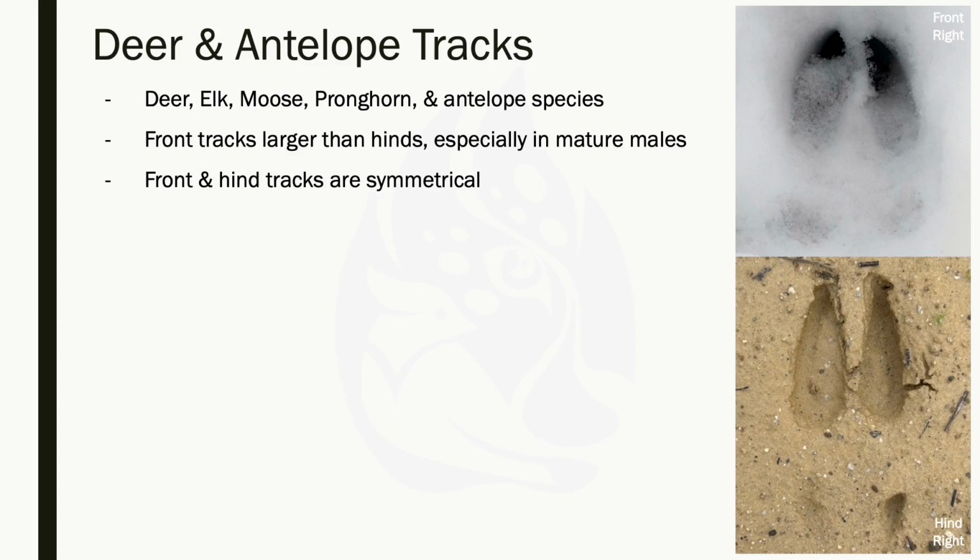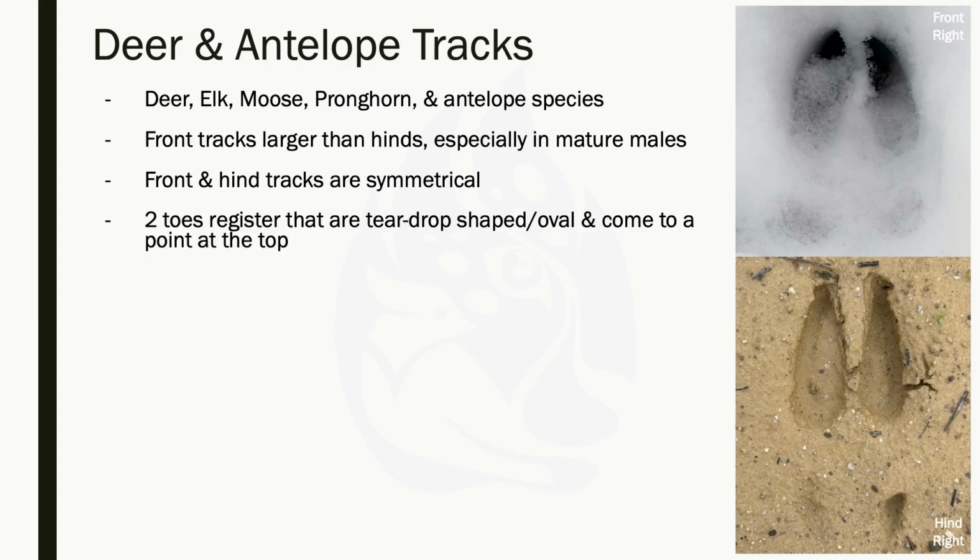Additionally, we'll see that these tracks are symmetrical. So if we draw a line down the middle, the left-hand side is almost going to be an identical mirror image of the right-hand side. Might be minor differences due to uneven ground or deeper substrate, but generally speaking, the left-hand side is going to look just like the right-hand side.